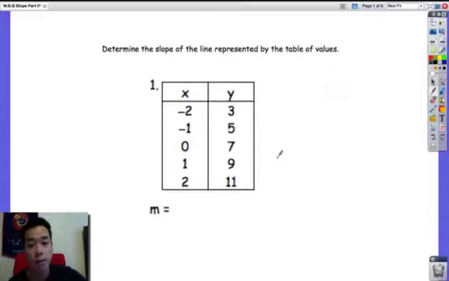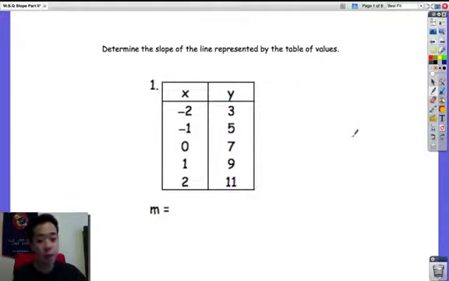Make sure you're writing this in your composition book, added to last week's notes on how to find slope. On your screen right now, you'll see an x table and a y table. It's just a t-table. Here's x, we have -2. When x is -2, y is 3. These are individual ordered pairs if you want to look at them. This one says determine the slope of the line represented by the table of values.